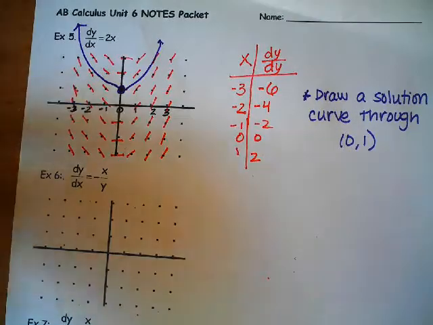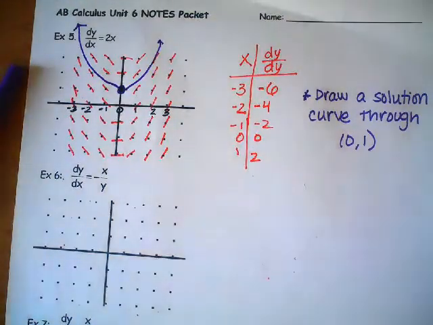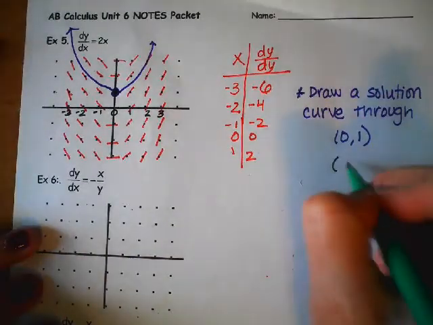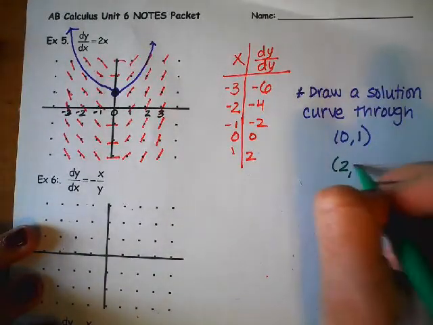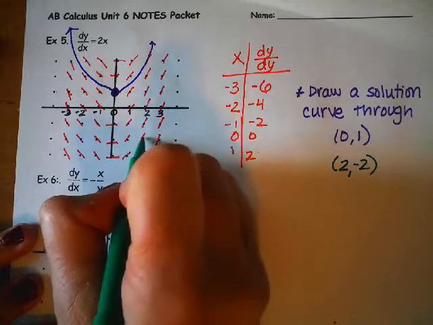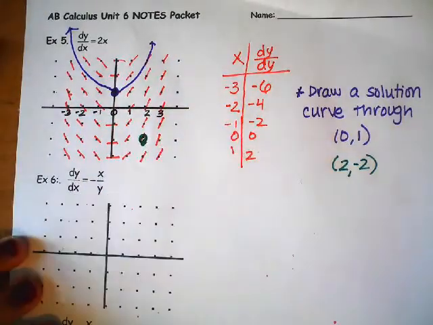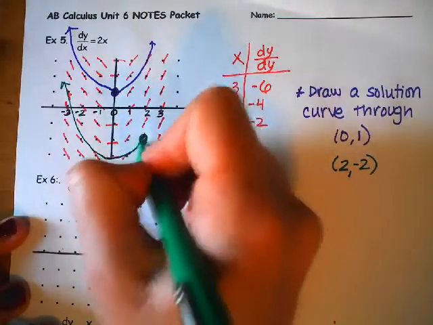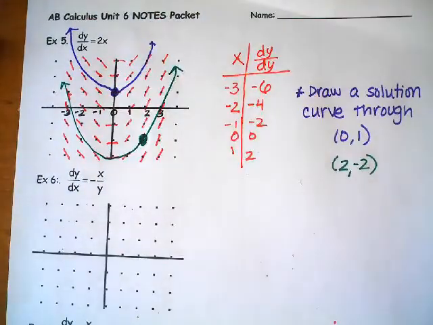I could ask you for a different point. So I could ask you to draw a solution curve through, let's say, 2, -2. So 2, -2 is right here. I'd come to 2, -2, and I would follow the pattern. Again, it would look like a parabola.